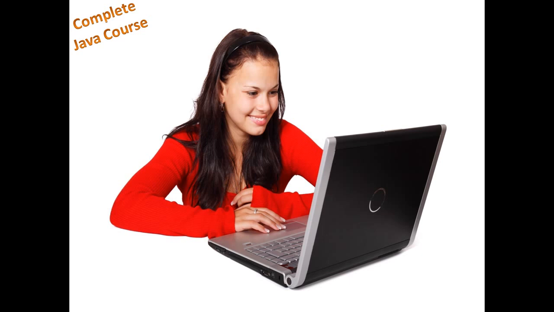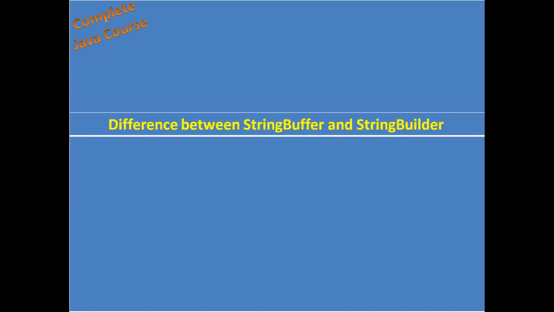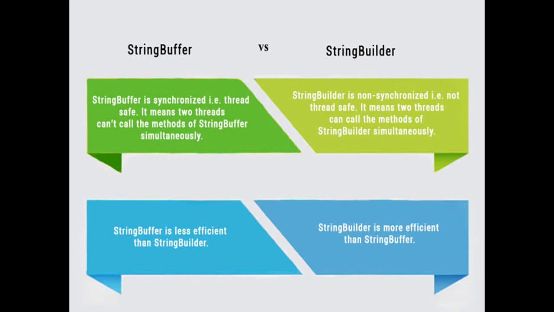In today's video lecture, we are going to learn the difference between StringBuffer and StringBuilder class. So, StringBuffer versus StringBuilder. StringBuffer is synchronized, that is thread safe. It means two threads cannot call the methods of StringBuffer simultaneously. StringBuilder class is non-synchronized, that is not thread safe. It means two threads can call the methods of StringBuilder simultaneously.